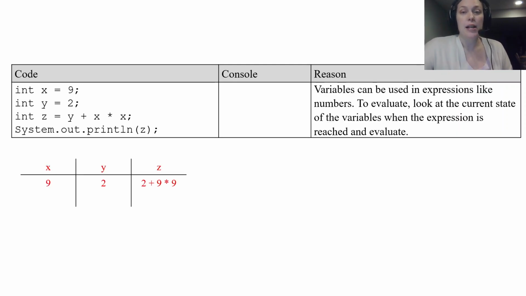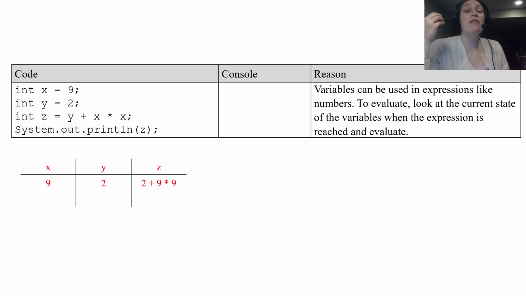Look at the trace table right underneath the code. I have headers for X, Y, and Z. Underneath X, I put a 9. Underneath Y, I put a 2. And underneath Z, I put my expression with those variables plugged in. Since Y is currently 2, I plugged in 2 plus 9 times 9.